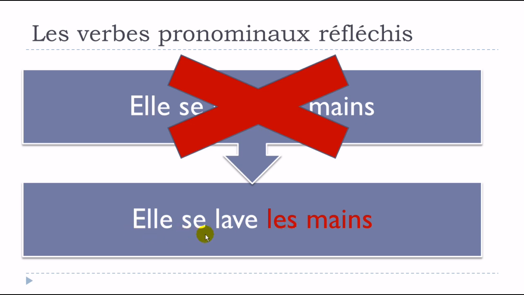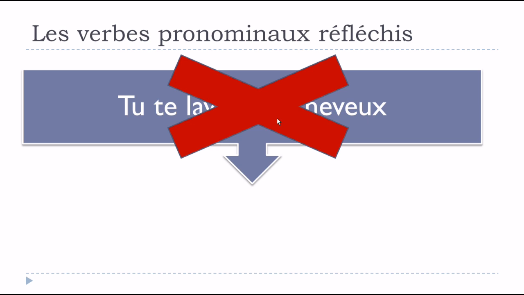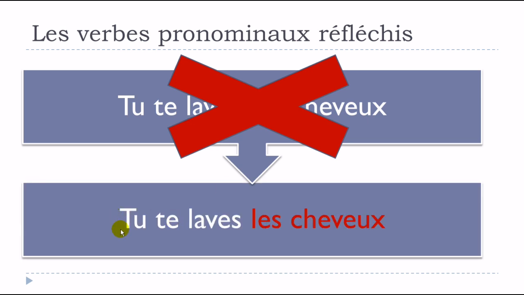Okay, so you say elle se lave les mains, and you don't say elle se lave ses mains as we had here before. Okay, so it will be exactly the same thing here when you say tu te laves tes cheveux. Well, it would be logical, but unfortunately that's not the way it goes. You don't say that. You will say, as we saw, tu te laves les, so the article, and then cheveux. Okay, so remember, don't put the possessive here when you get this type of structure.